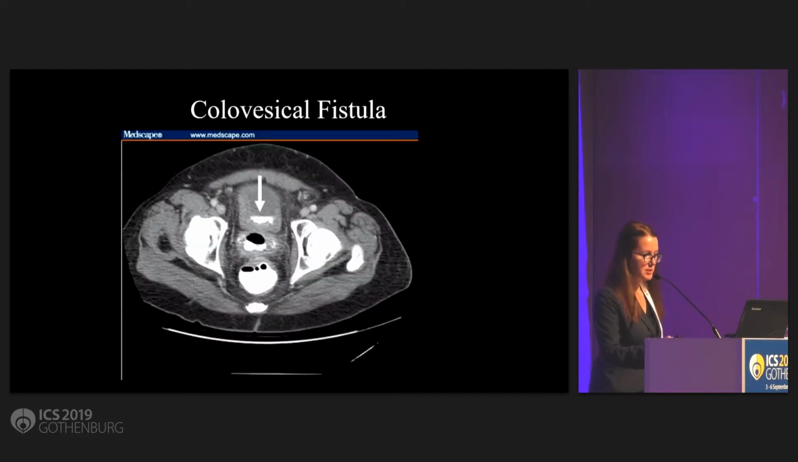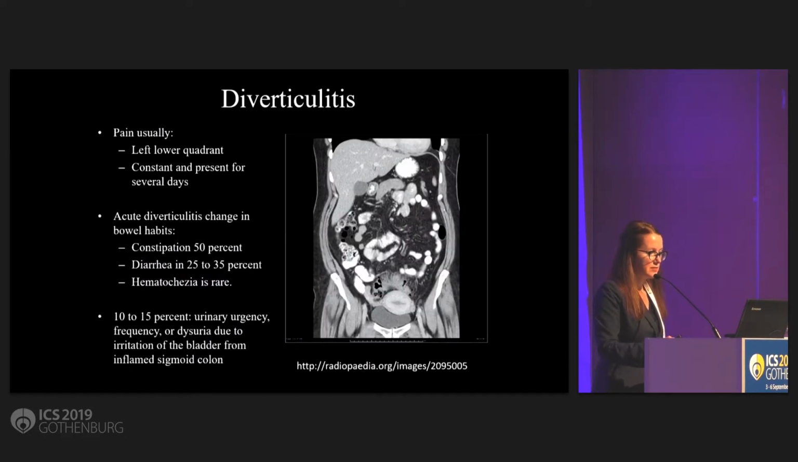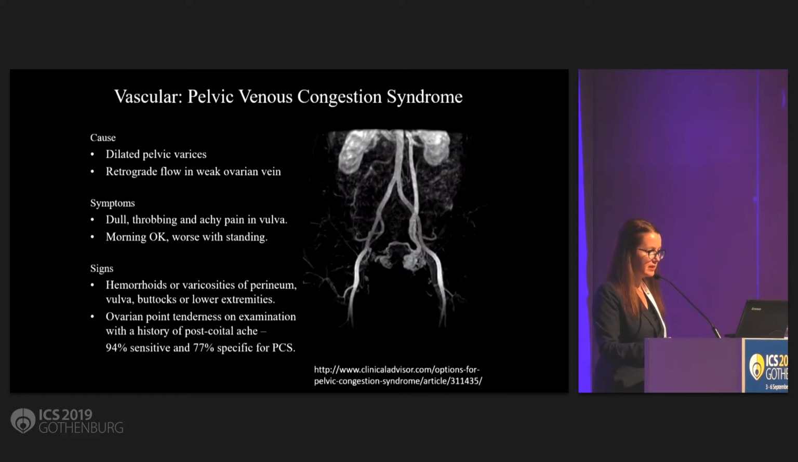So here's just a picture of a colovesical fistula, in which typically you would see recurrent UTIs, but not always. With diverticulitis, the pain is usually in the left lower quadrant, and it can be constant and present for several days. It's not too common to see this for beyond 3 months, but it is possible. And 10 to 15% of these patients present with urinary urgency, frequency, or dysuria due to inflammation from the bladder.